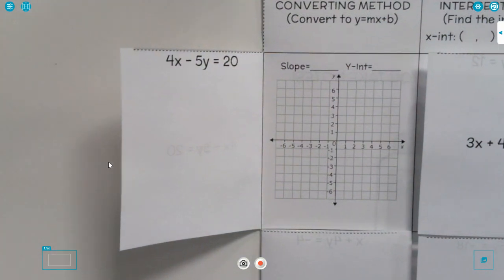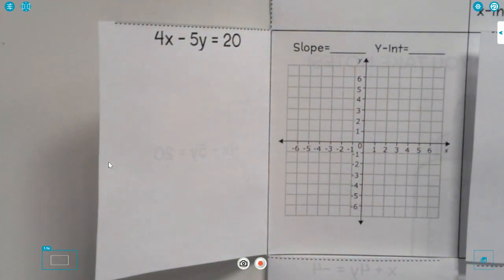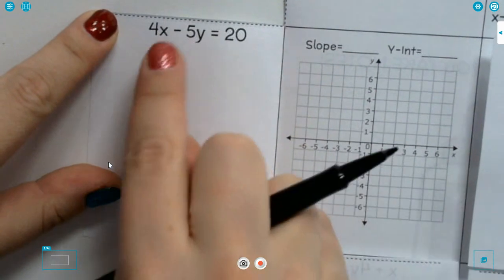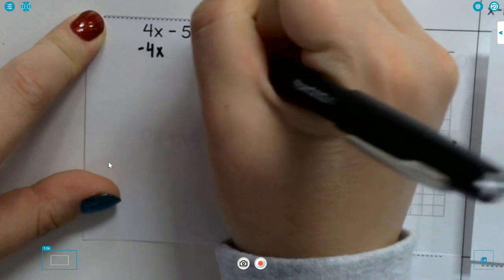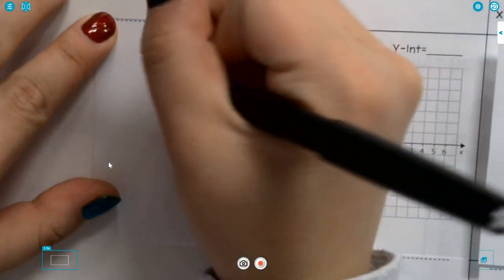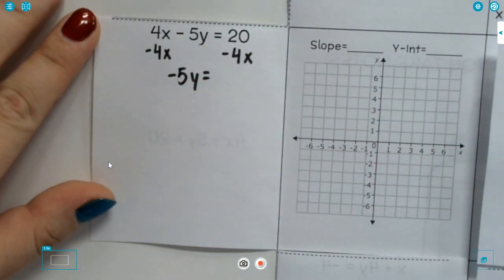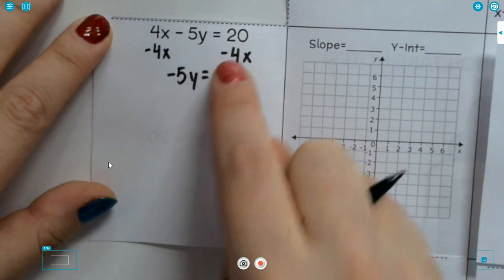When we are converting, it is a two-step process. The first thing that we are going to do is we are going to subtract away the term with the x. So we are going to subtract 4x from both sides of our equation, because we are trying to get y by itself on the left side of the equation. So now I've got negative 5y equals, and then right here I've got 20 minus 4x.